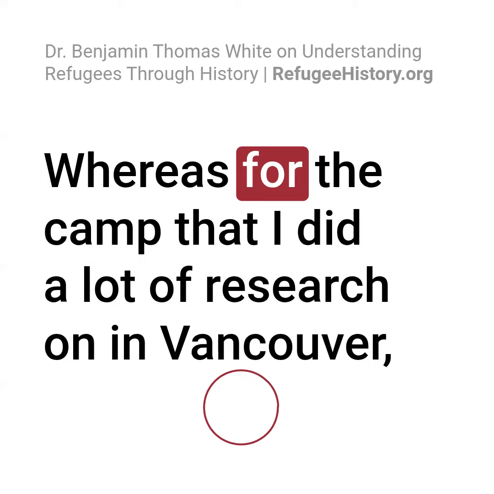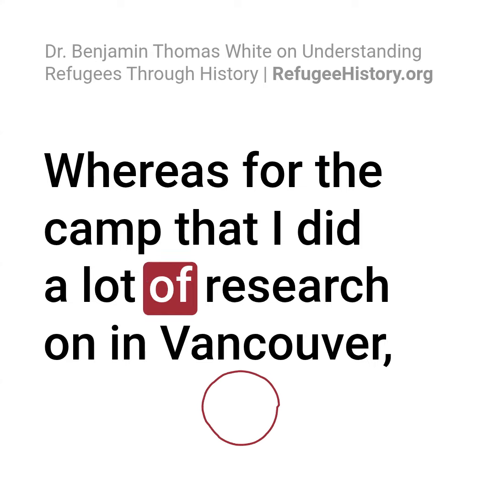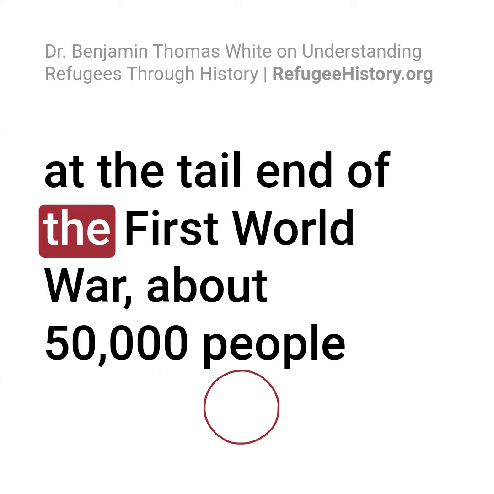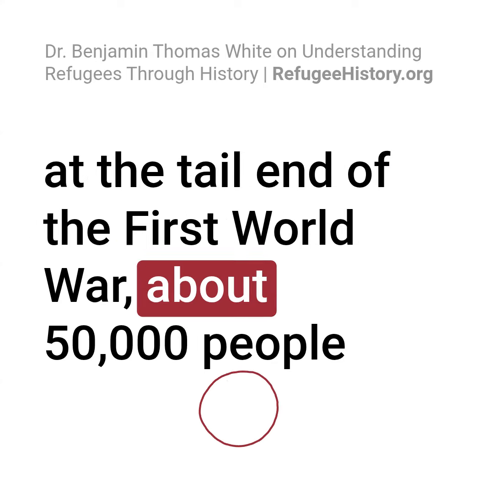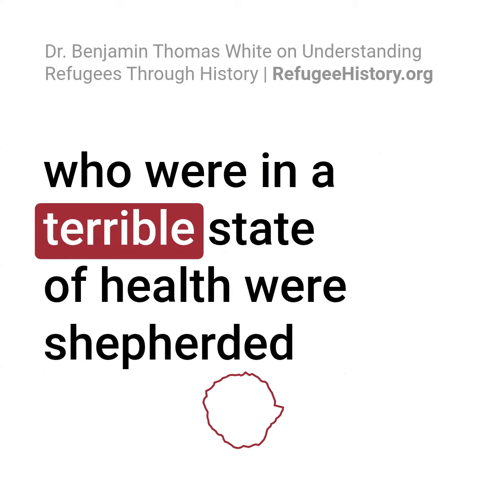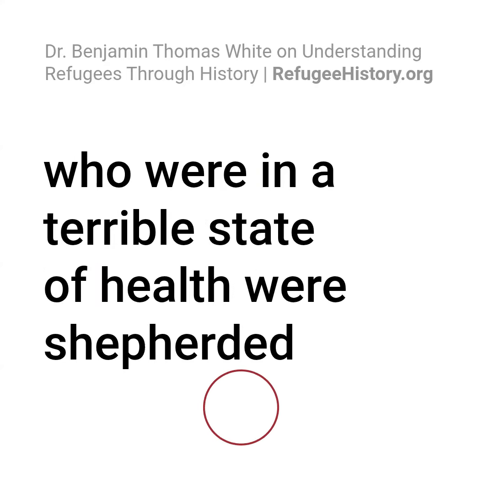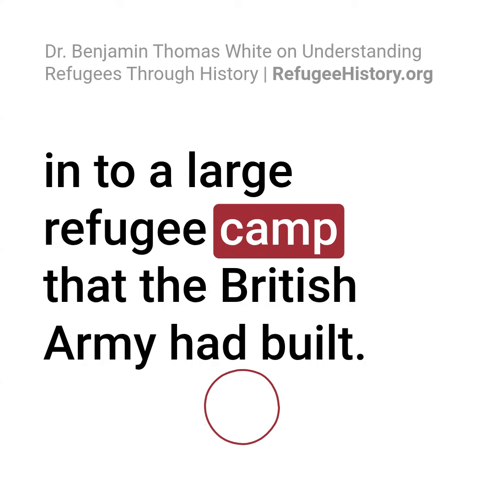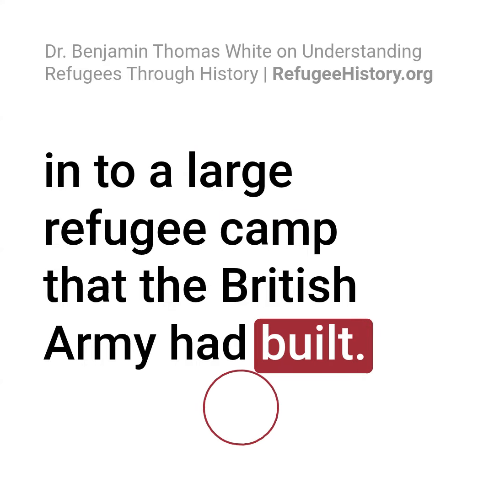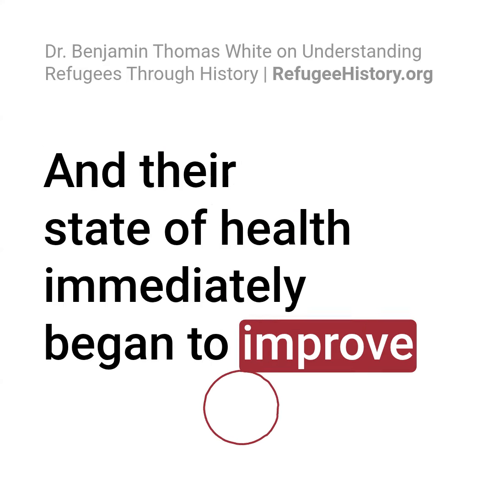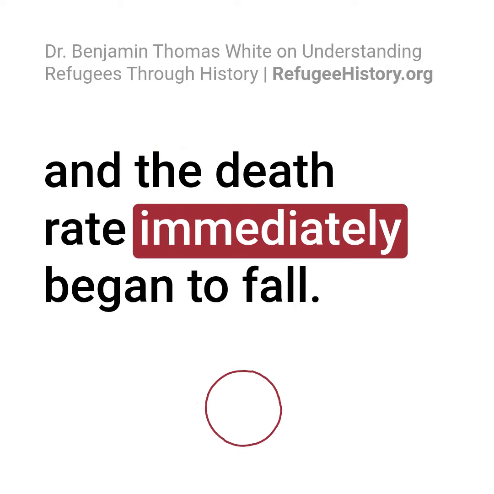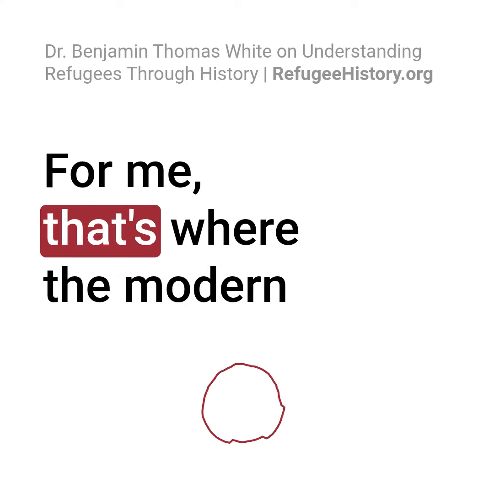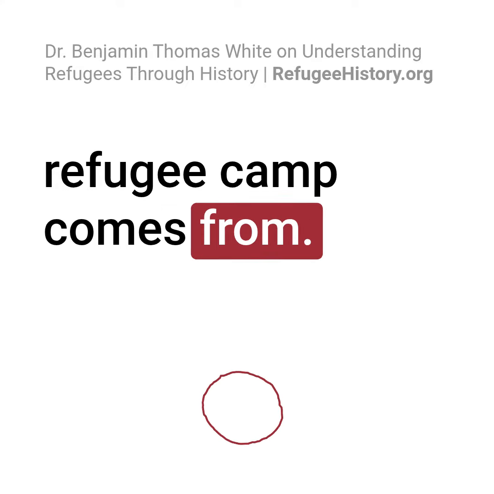Whereas for the camp that I did a lot of research on in Cuba at the tail end of the First World War, about 50,000 people who were in a terrible state of health were shepherded into a large refugee camp that the British Army had built, and their state of health immediately began to improve. And their death rate immediately began to fall. For me, that's where the modern refugee camp comes from.